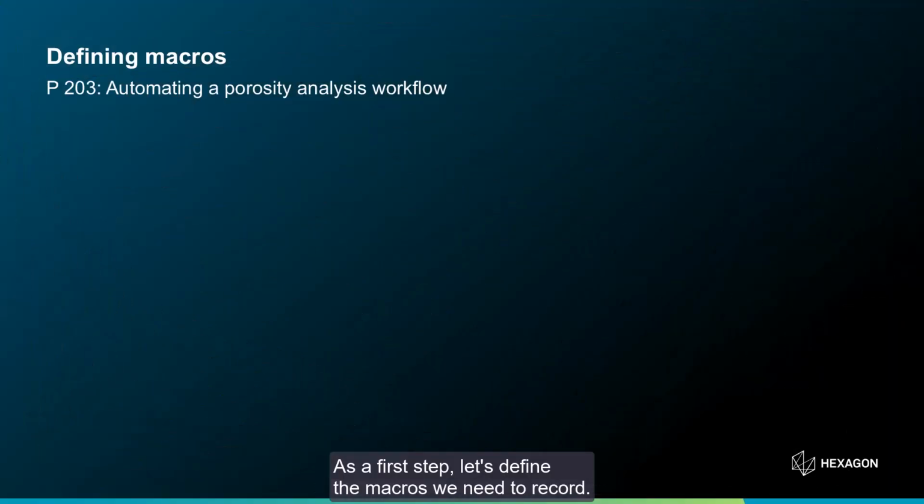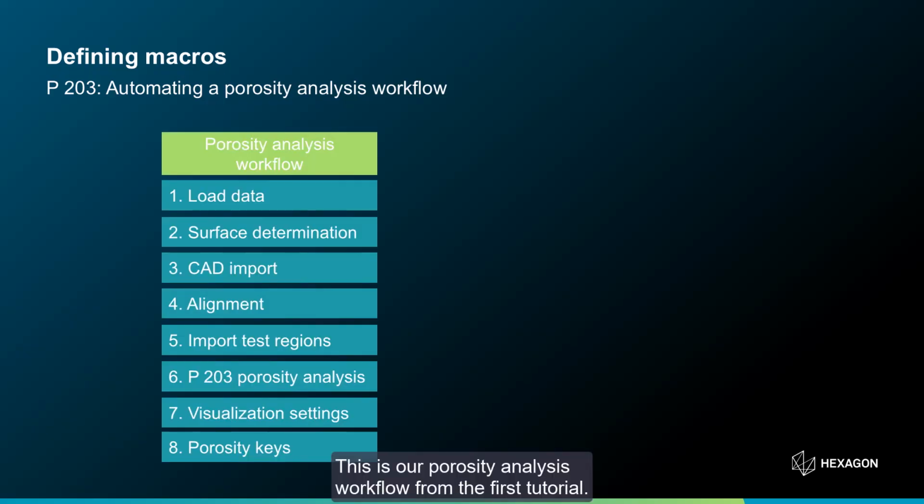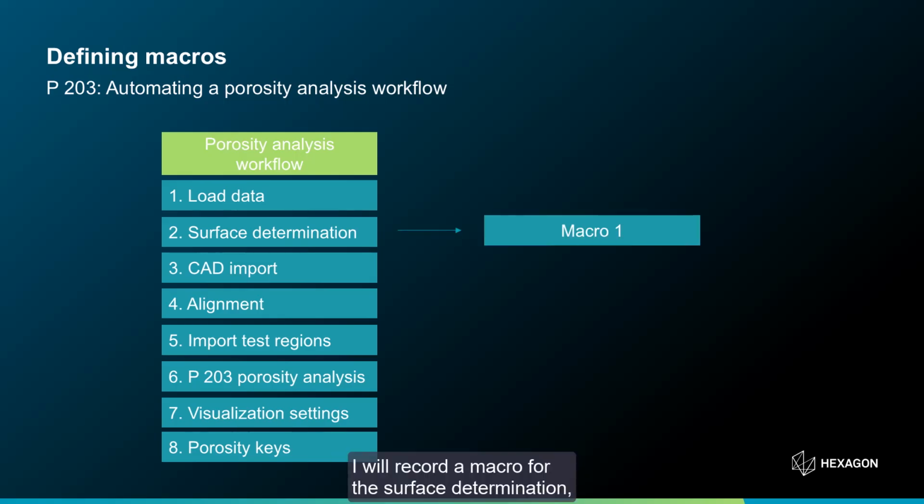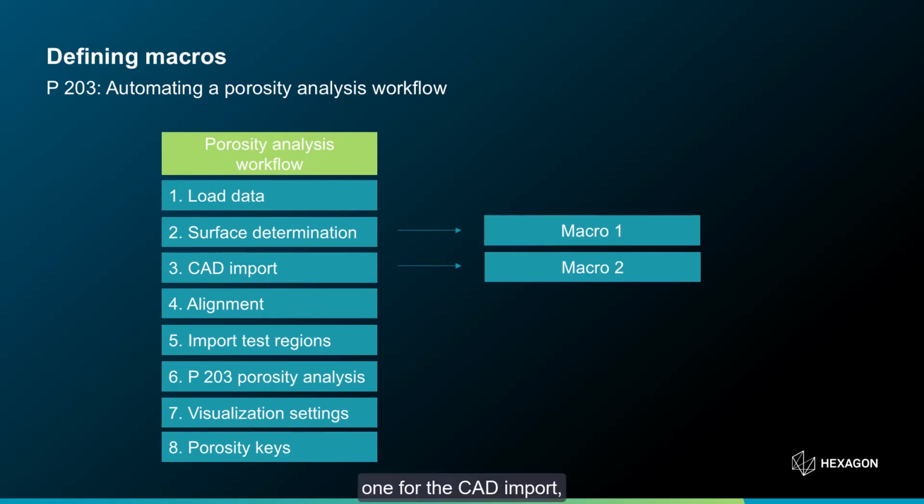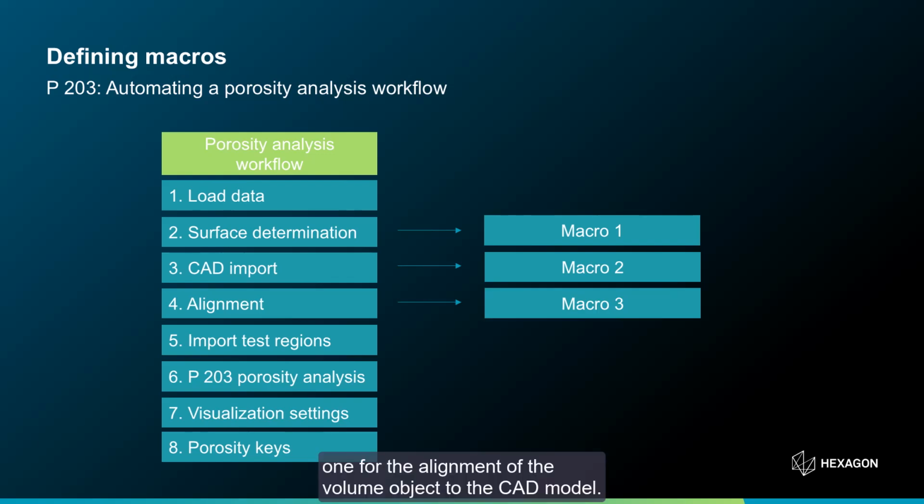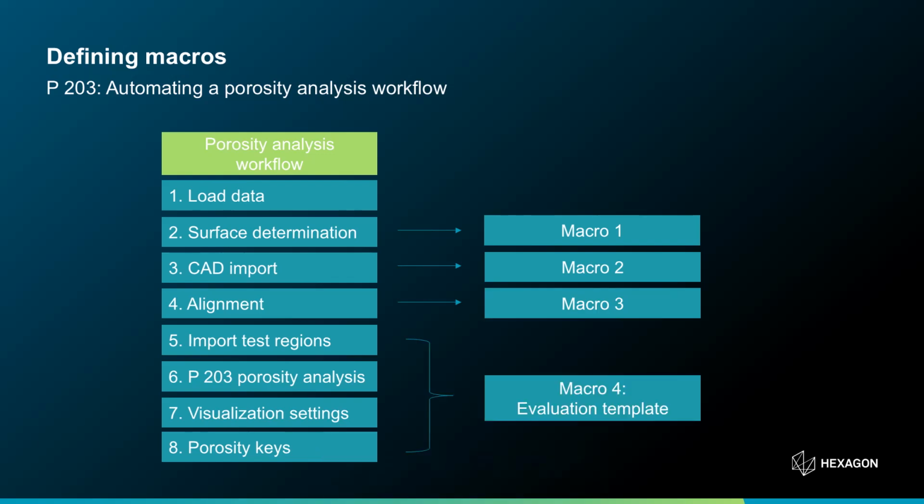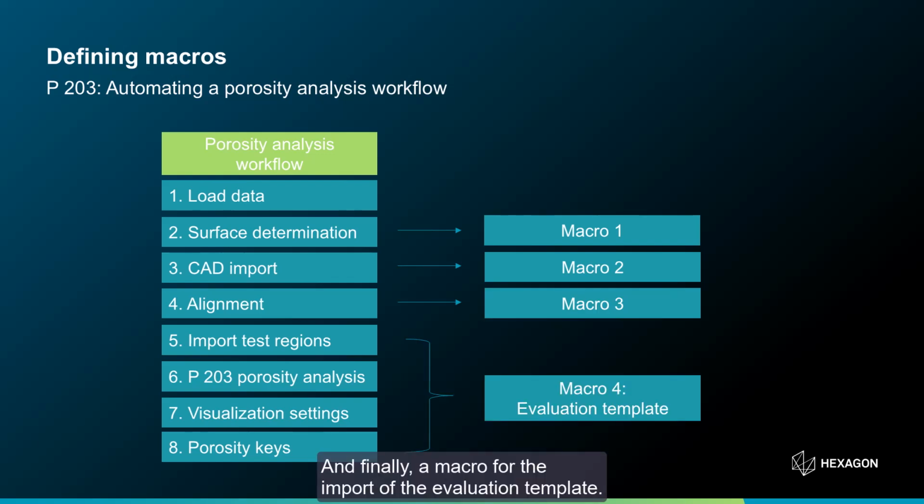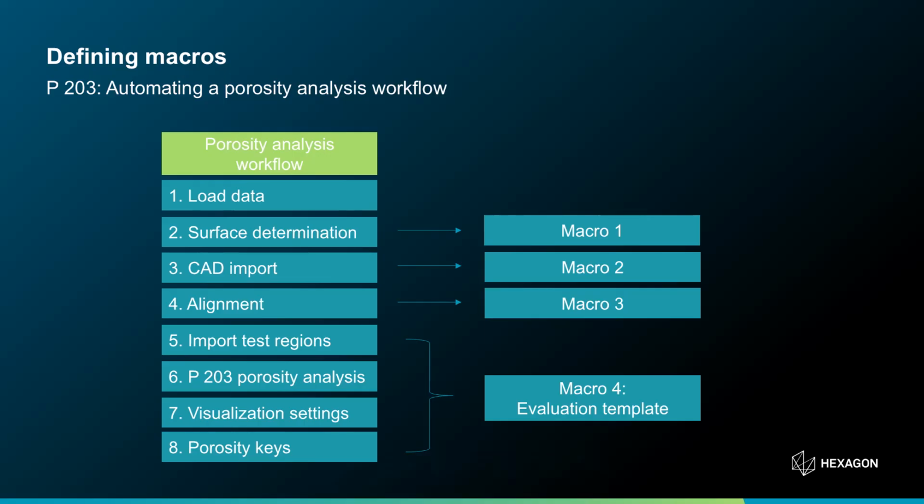As a first step, let's define the macros we need to record. This is our porosity analysis workflow from the first tutorial. I will record a macro for the surface determination, one for the CAD import, one for the alignment of the volume object to the CAD model, and finally, a macro for the import of the evaluation template.